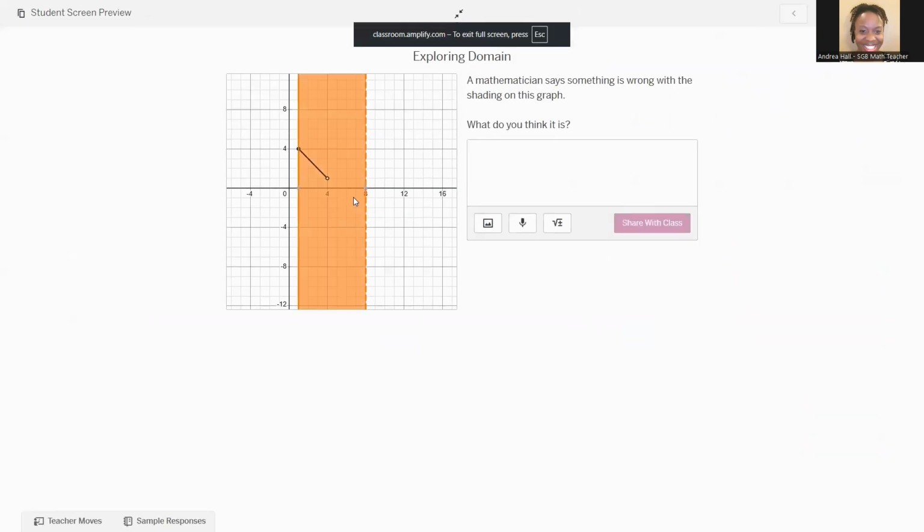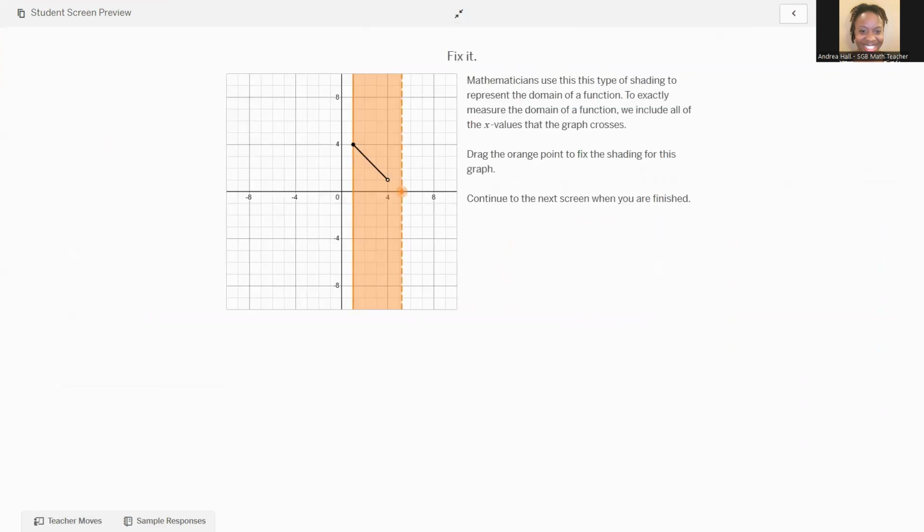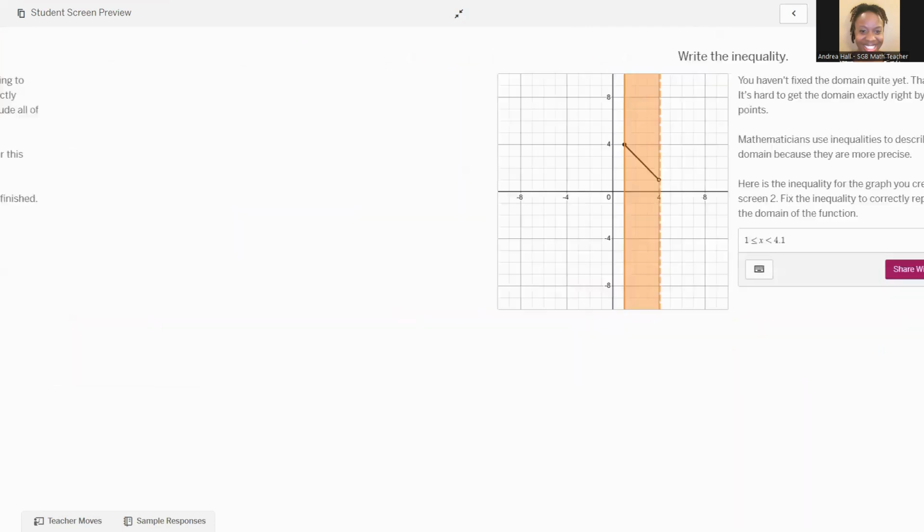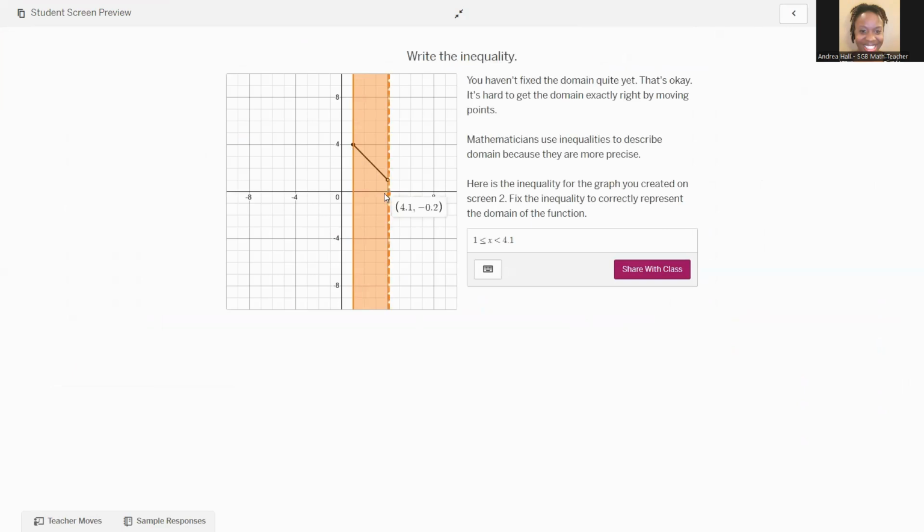When we're looking at domain, we're looking at the x values. So this right here that's shaded from left to right tells us the domain. In this case, the way we would identify your domain: what's the x value it starts at? It starts at 1. And then it keeps going until 4.1. So our domain goes from 1 is less than or equal to, because it includes that, there's a solid dot here, less than or equal to x is less than 4.1.